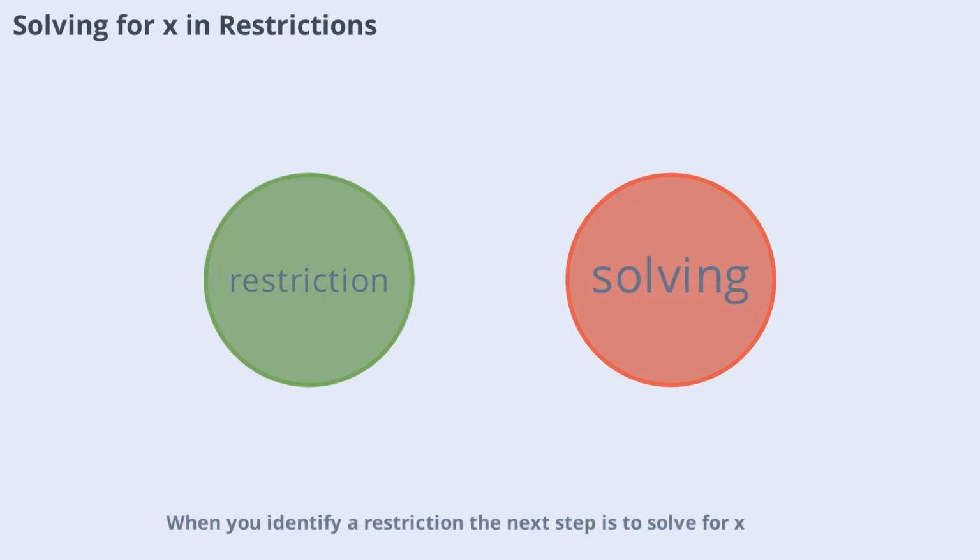When you identify a restriction, the next step is to solve for x. For denominators, set the denominator not equal to 0 and solve. For square roots, set the expression under the root greater than or equal to 0 and solve. This process helps you find the exact set of x values that are allowed in the domain. It's a systematic approach that works for all types of functions.